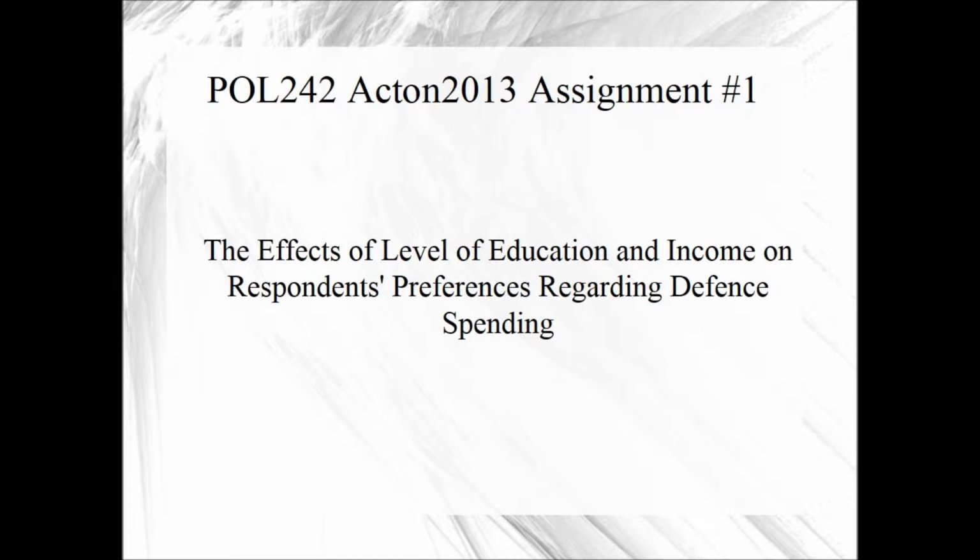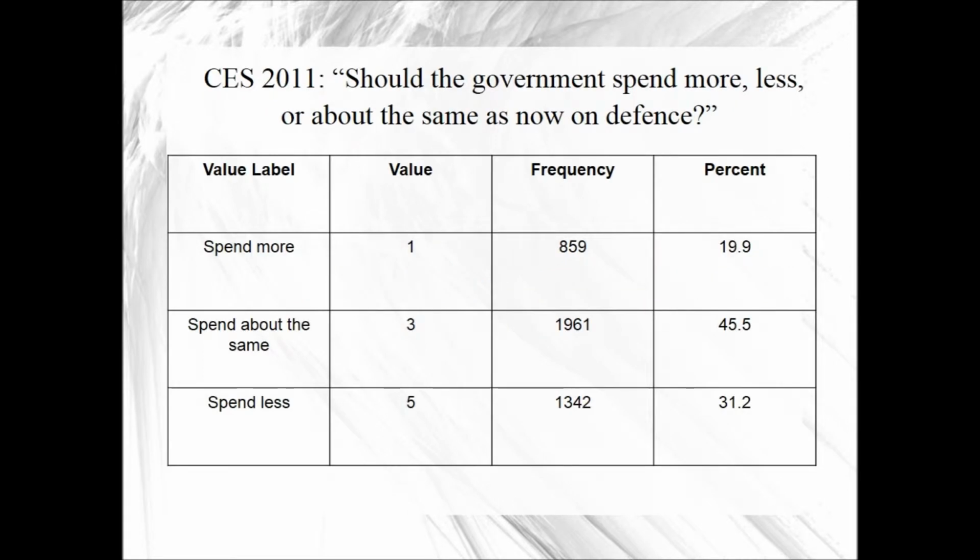In this analysis, we will examine the effects of respondents' education and income backgrounds on their preferences regarding defense spending by the federal government. For our dependent variable, we selected respondents' preferences for federal government spending on defense.